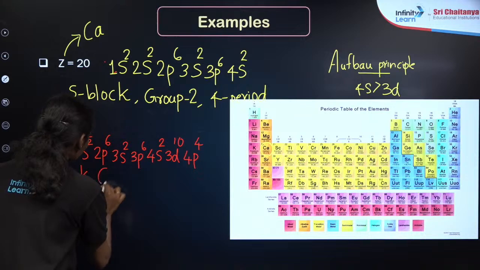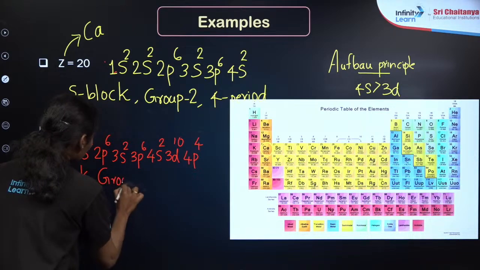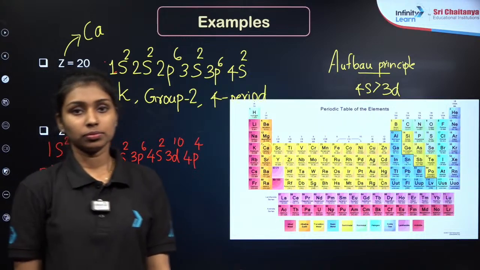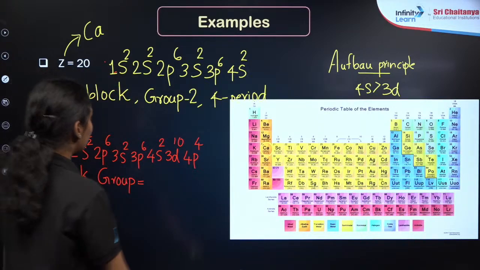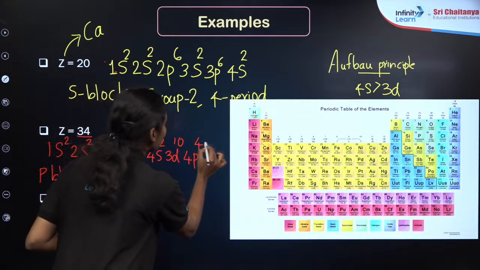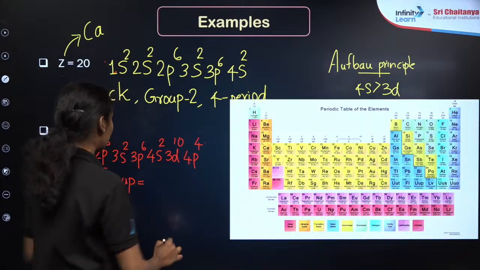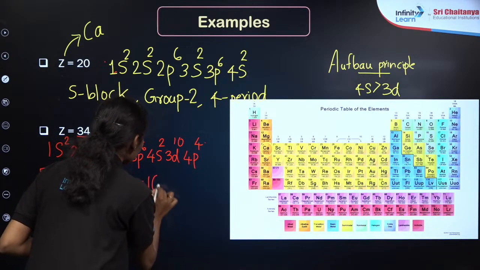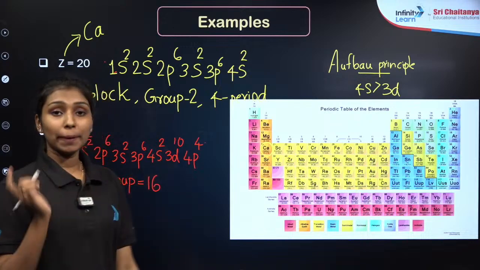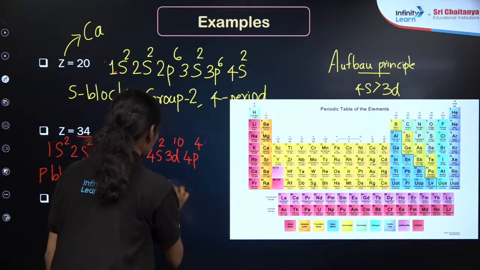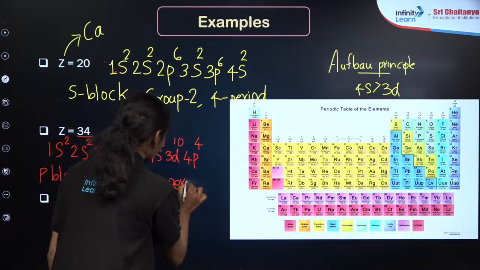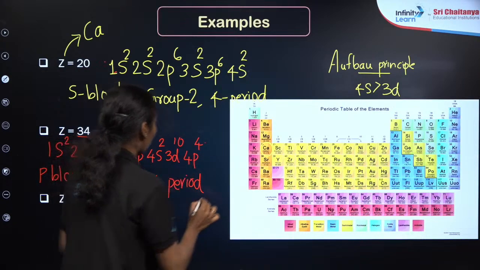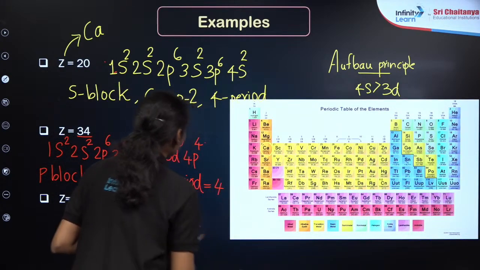Then, what will be the group number here? If you are considering a p block element, what will be the group number? Just add 12 to the number of electrons present in the p orbital, right? Here it is 4 plus 12, it will be 16, right? It belongs to group 16. Then what will be the period over here? The maximum n value, the highest value of n, that is 4, right? It belongs to the 4th period.